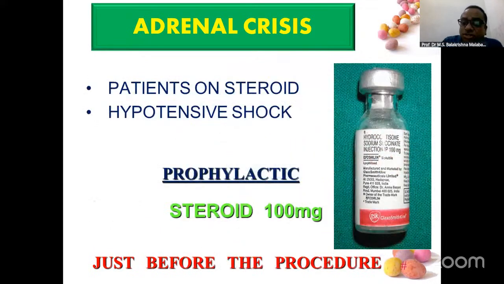The patient is on steroid and the patient may go into a state of hypotensive shock. So prophylactically, you know that the patient's case history tells that adrenal crisis is there. So give steroids. Whatever steroid the patient is taking, the same dose you just double it. That means one dose is for his normal survival, the other dose is for the procedure you are going to do, so that it will take care of the stress. So I hope you're very clear with this concept.